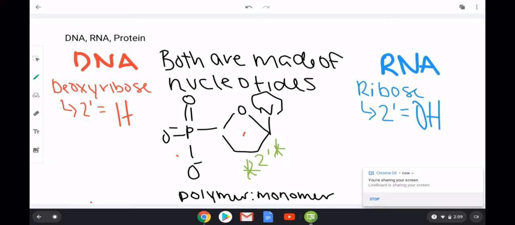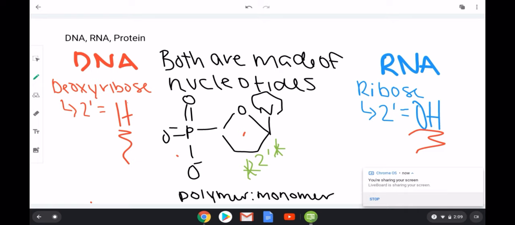In DNA, the 2' spot has a hydrogen, whereas in RNA it has a hydroxide. This is important because a single hydrogen is much more stable than the hydroxide in the ribose, so deoxyribose is much more stable than ribose.